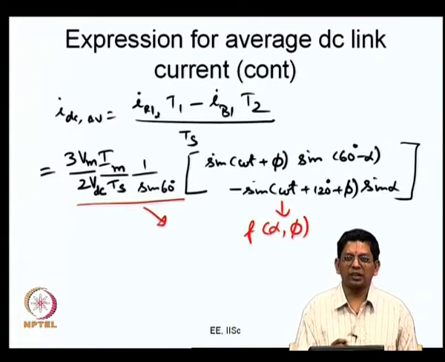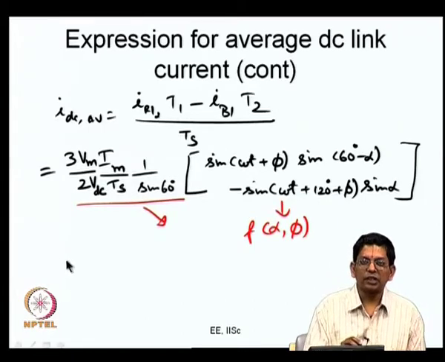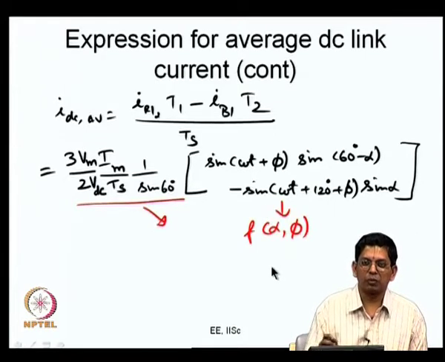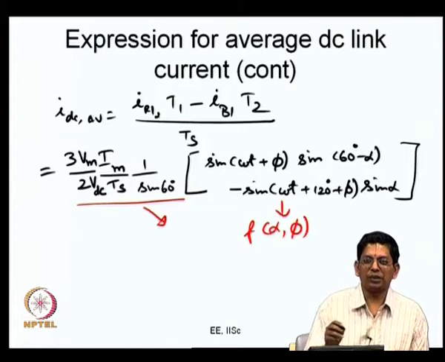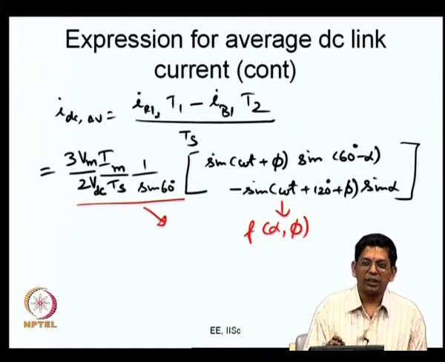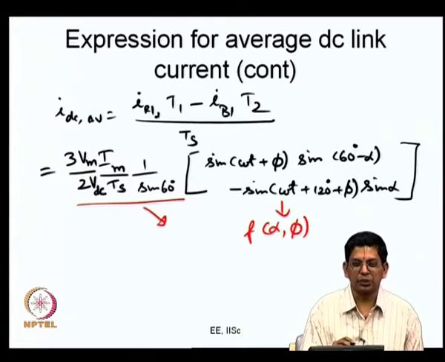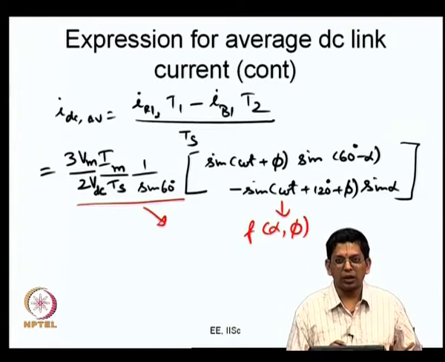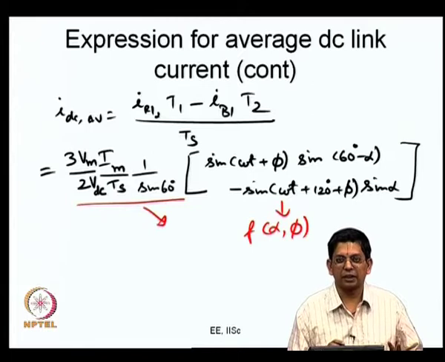You can do a similar exercise considering sector 2 instead of sector 1 and check whether you come up with an expression. You complete this expression, which is just some more mathematics, and you try doing a similar exercise for sector 2 and see if you come up with this. This is something that you can take as a home assignment. This exercise will help you correlate the DC side current and the AC side current better.